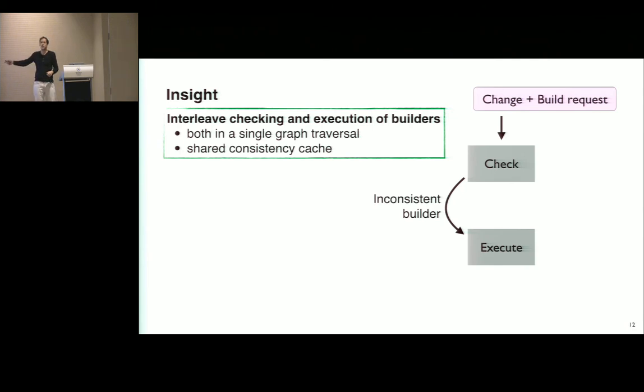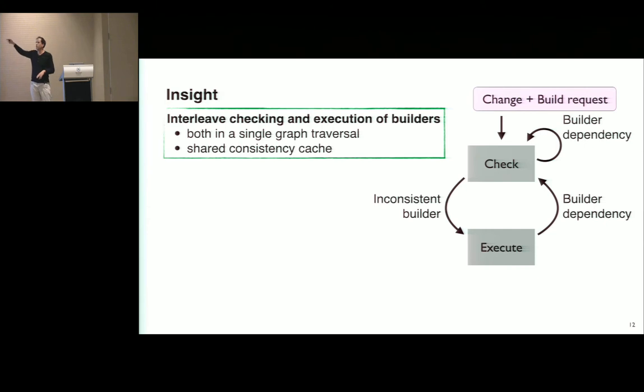Now, during execution, if you require another build to run, we go back into checking mode so that if this other builder was provided before, we can reuse it. And if this other builder is also inconsistent, we will go again into execution mode of that one. Of course, during checking mode, if one builder requires another one, you stay in this checking mode.